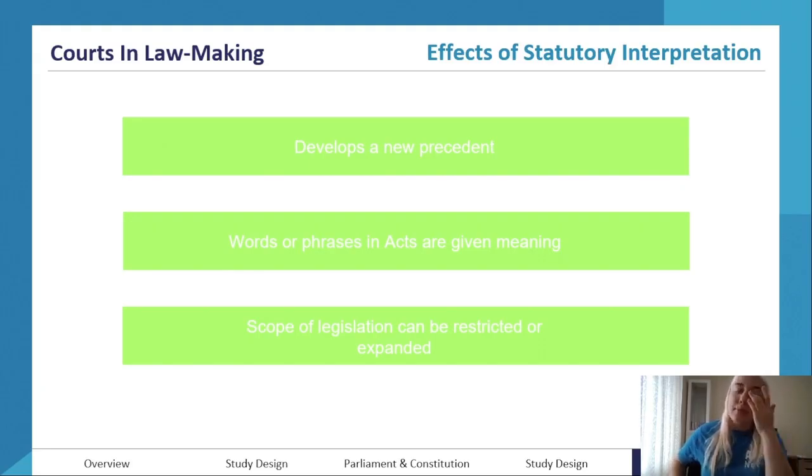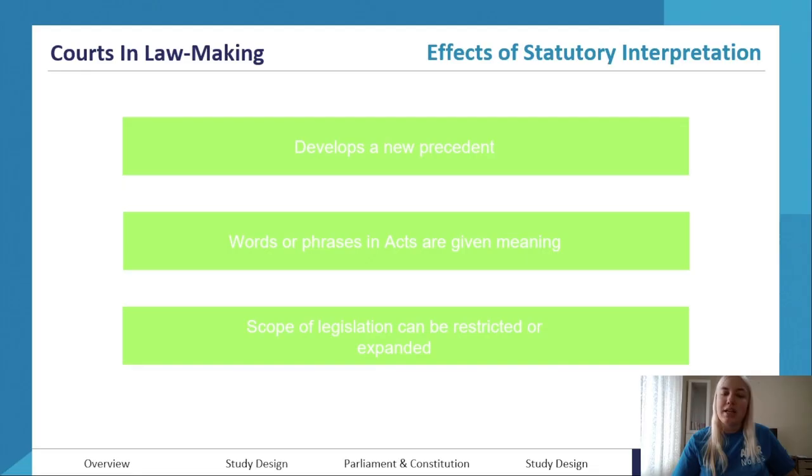So whatever decision that the judge makes is going to become a new precedent under the doctrine of precedent that will have to be followed in future cases. So, precedent or new common law being created is one of the potential effects of statutory interpretation. Another one is that the words or phrases in acts are given meaning. So, obviously, the meaning or intention behind an act or statutory law is clarified because the judges have interpreted it and what Parliament meant by it.